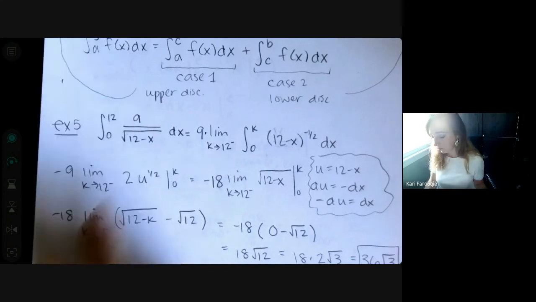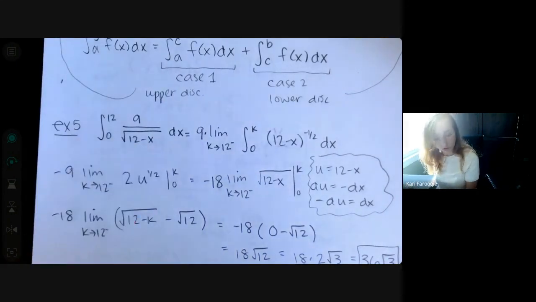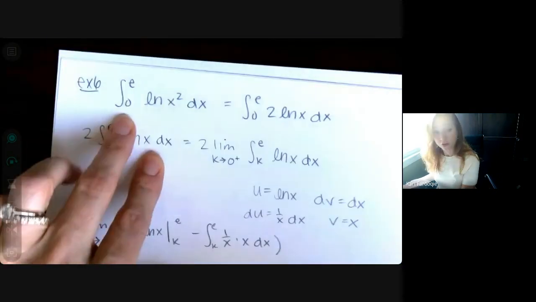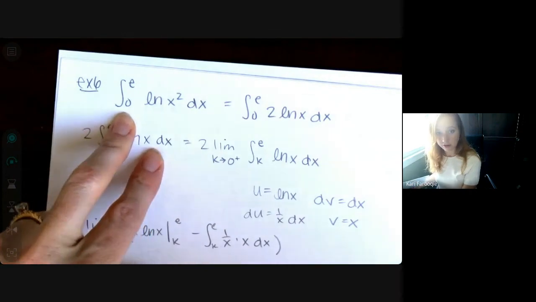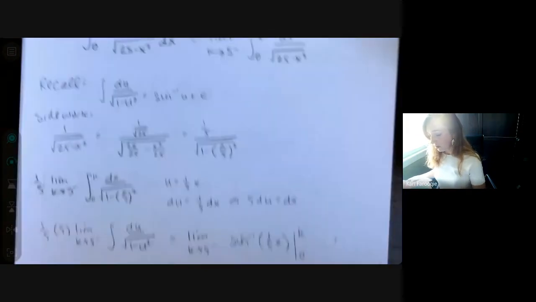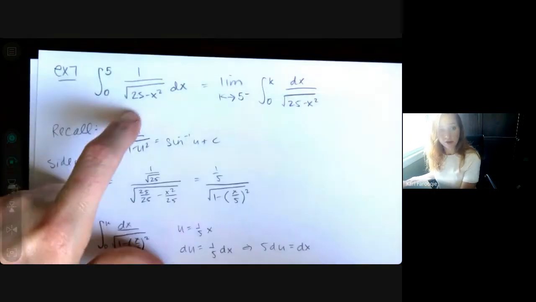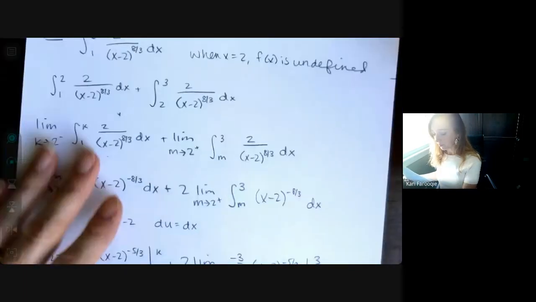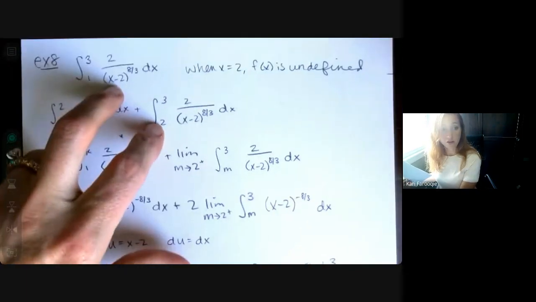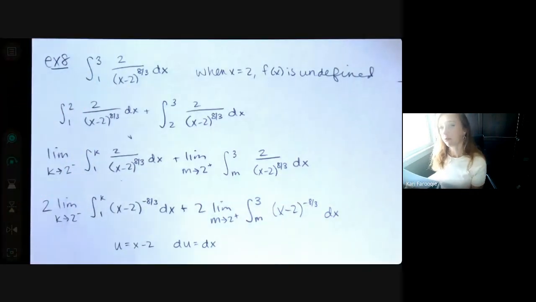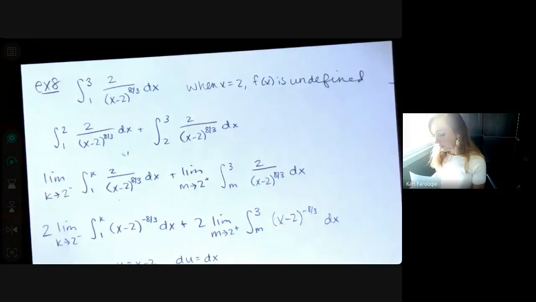Like in example 5, it was 12. 12 minus 12 is 0. We can't divide by 0. In example 6, it was the lower limit. The natural log of x is not defined at 0. In example 7, it was again the upper limit. Oh, we can't divide by 0. And then in example 8, that was the trickiest one. In example 8, the infinite discontinuity wasn't one of the endpoints. It was some space in between. So look out for that.